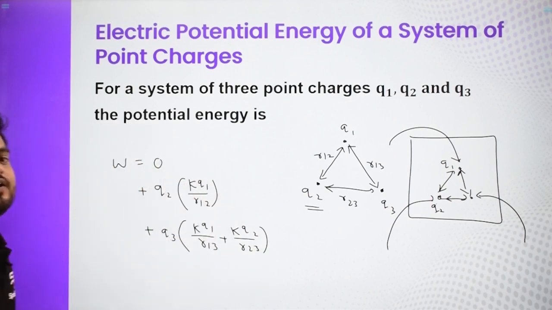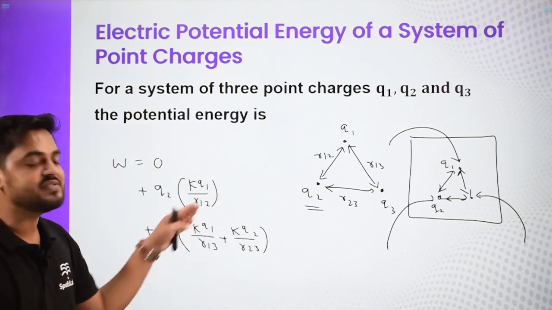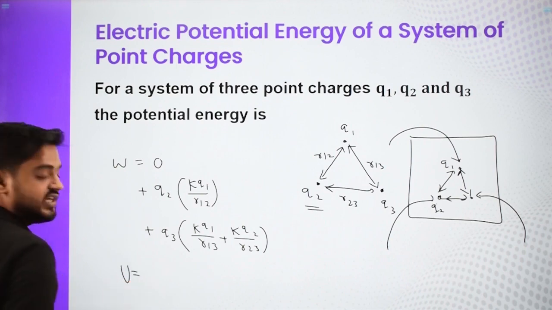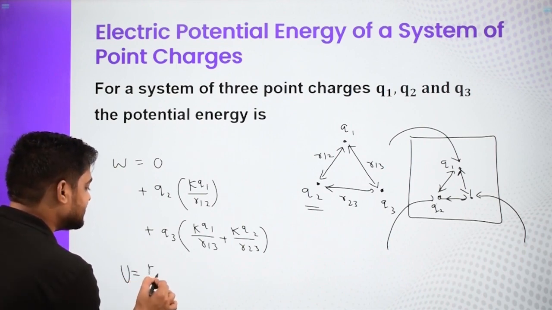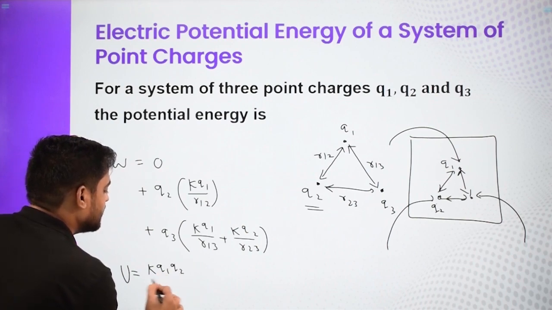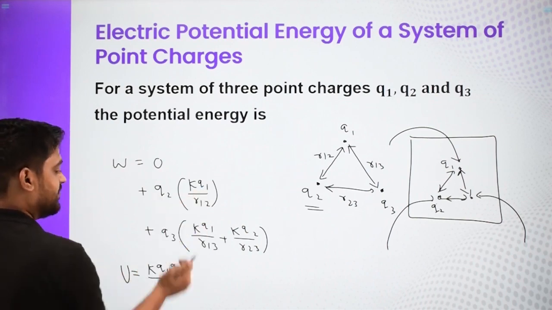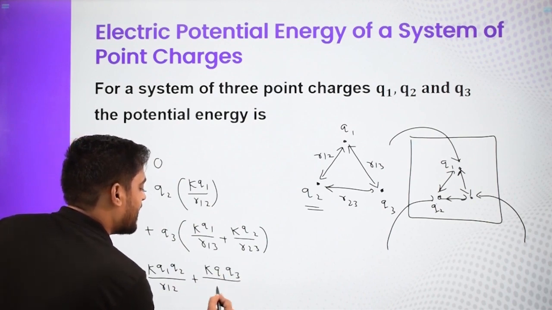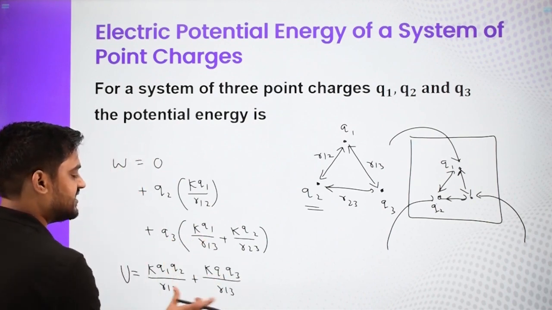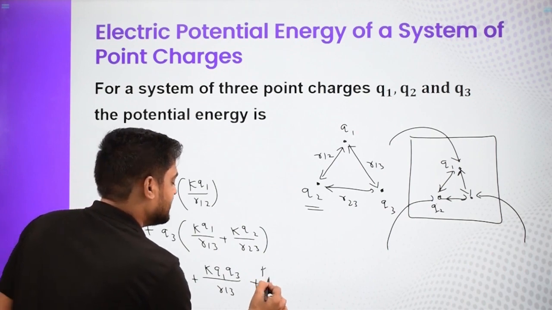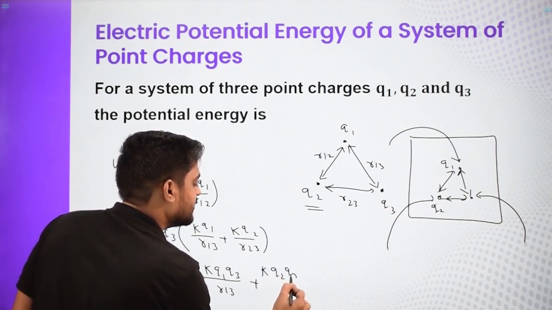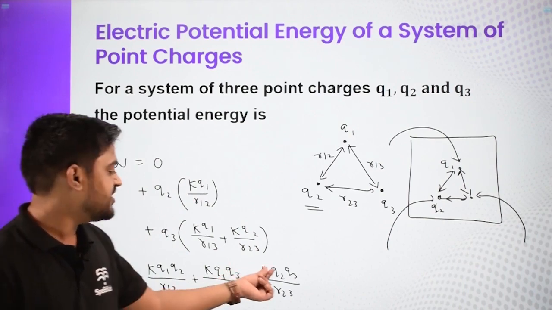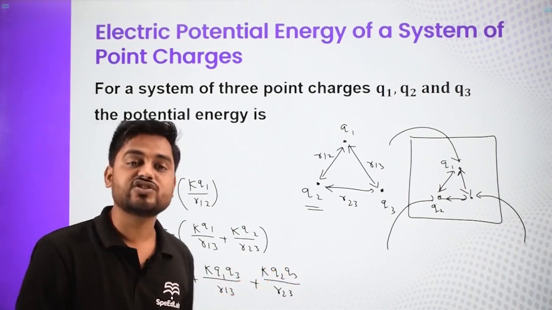This is my total work done. And when I add these three terms, I get the potential energy. So if I write the potential energy, it is k q1 q2 by r12, this term, plus k q1 q3 by r13, this second term, plus k q2 q3 by r23. r23 is the distance between point charge q2 and point charge q3.